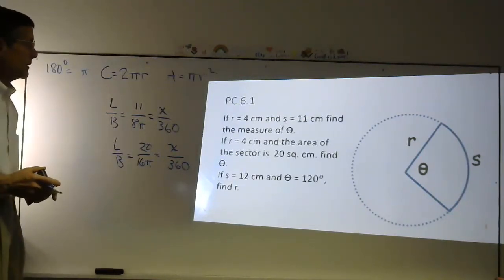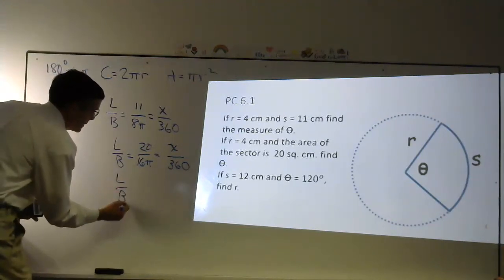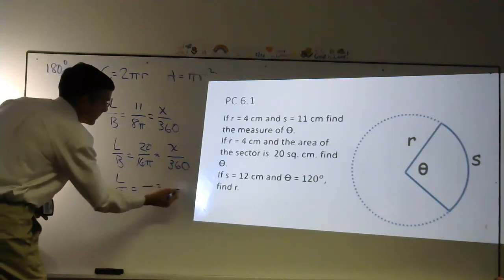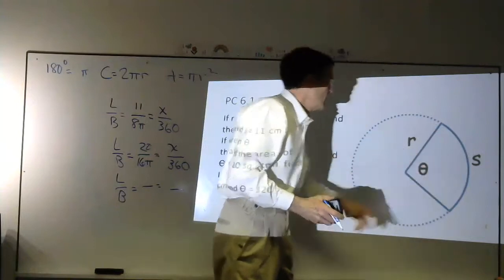How about the last one? We want to find the radius. Okay. Do little to big again. All right, so what can I do little? S. The length of this arc is 12.